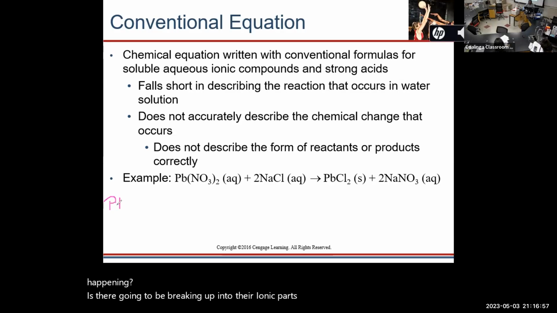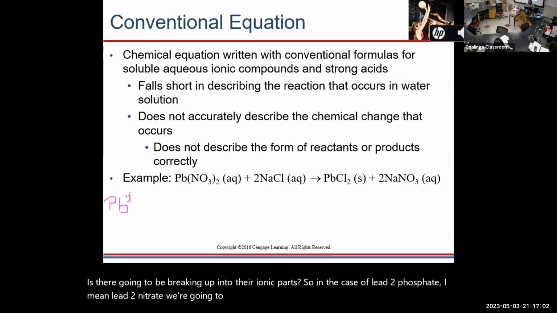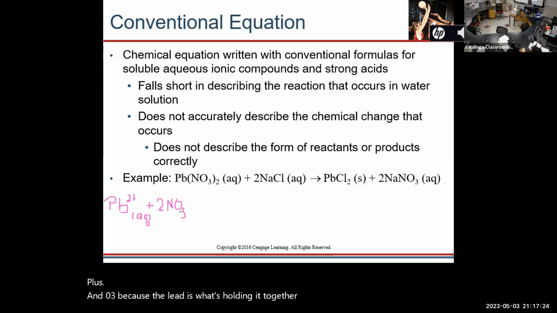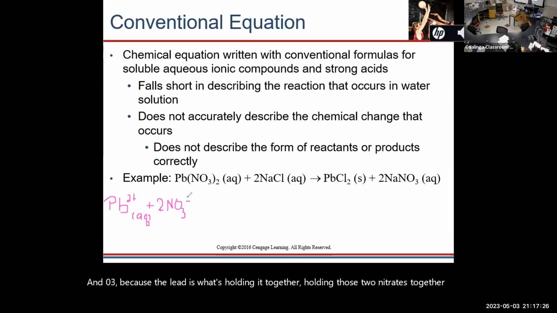So in the case of lead nitrate, we're going to get Pb 2+ (aq) plus 2 NO3 minus, because the lead is what's holding those two nitrates together. So as soon as the lead lets go, those guys are free, right? So then we're going to have 2 of those free.